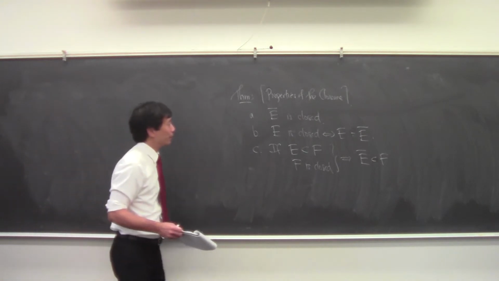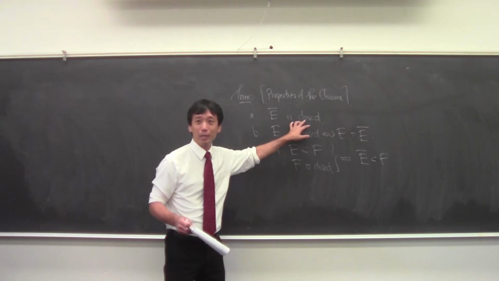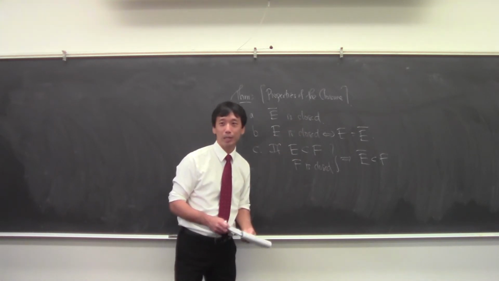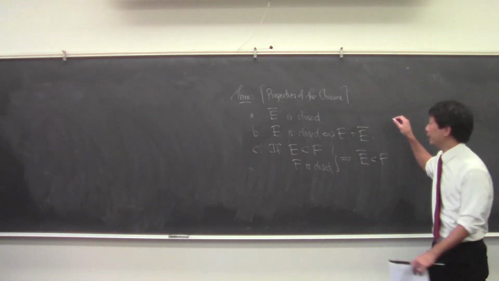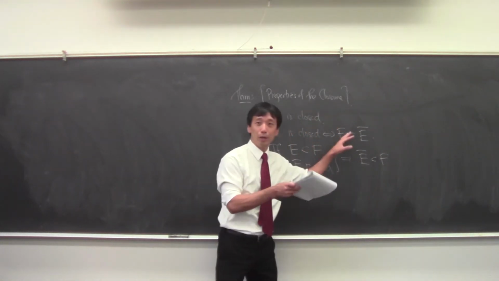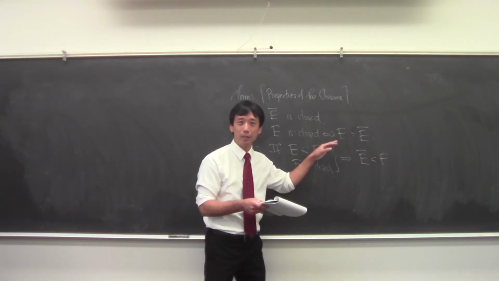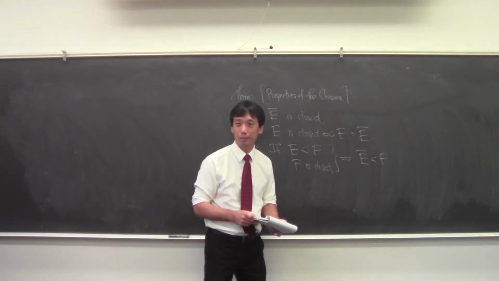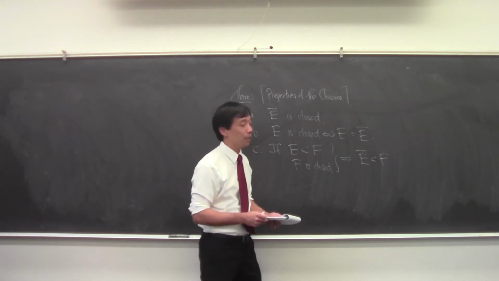Okay, so let's think about this first one. Why should E bar be closed? You've got your set E, and you've thrown in all the limit points, right? And what we're saying is that that set is closed. What does it mean to be closed, Max? The set contains all of its limit points.